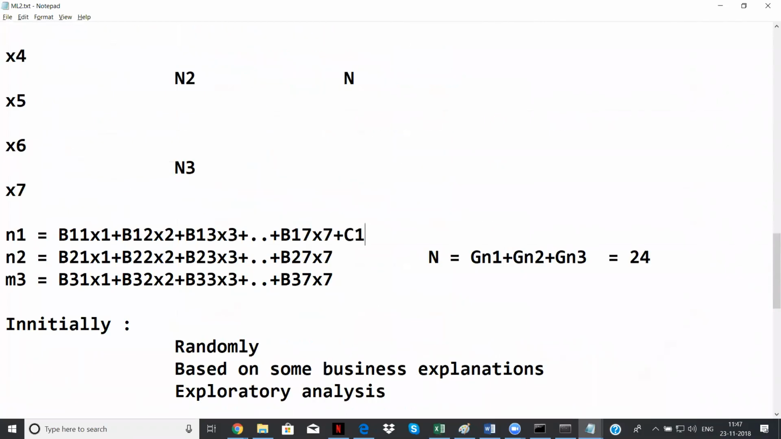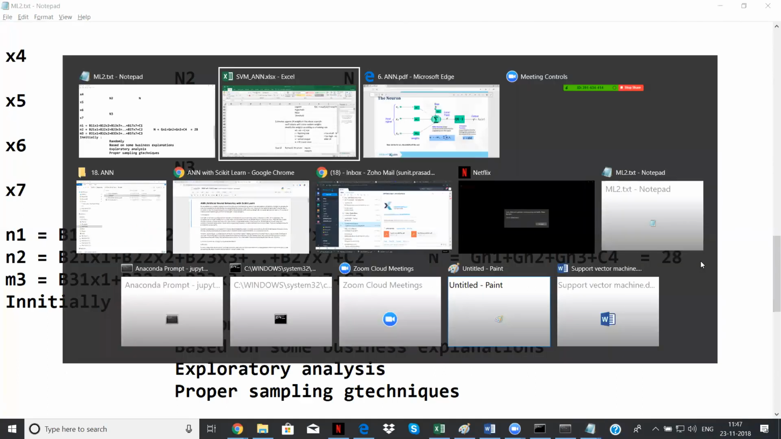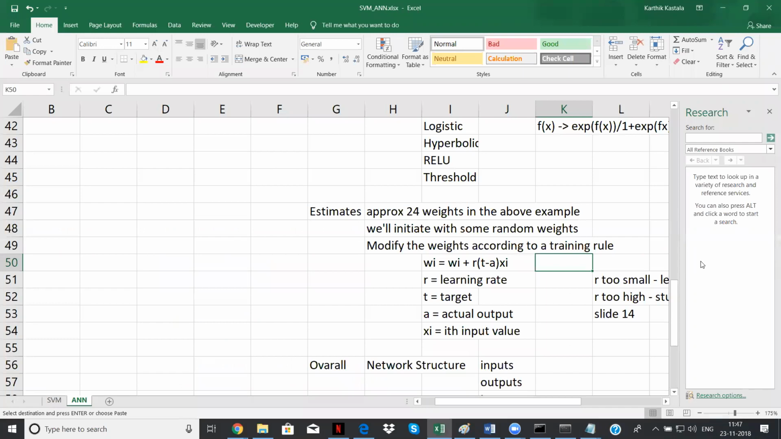There would be c1. There would be another coefficient c2. There would be c3. Here c4. So your total number of intercepts and coefficients becomes 28. This is what you have to estimate, right? And how will you start? Like I have told you, you will begin with some default weights, decide on one training rule, and based on that training rule, your weights will change. This is how the algorithm will work. And at the end, it will come up with the final optimal set of betas.